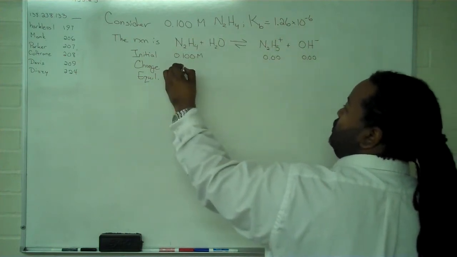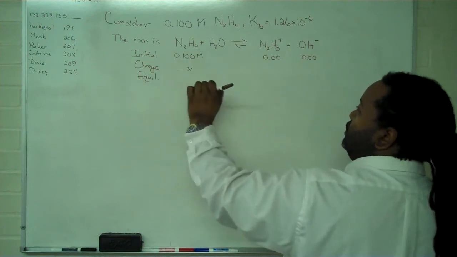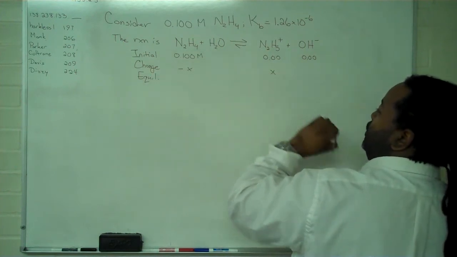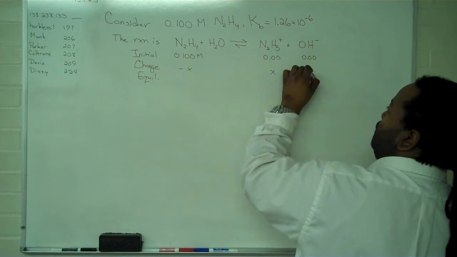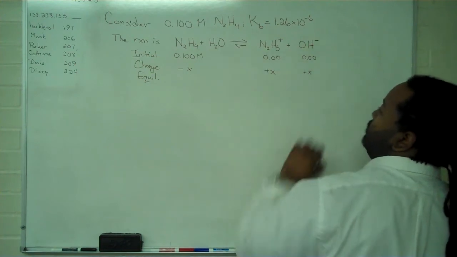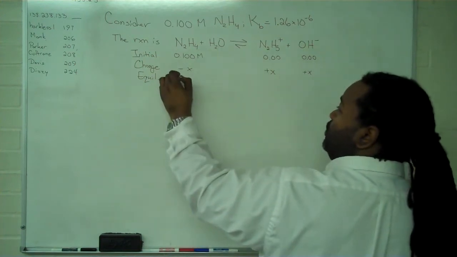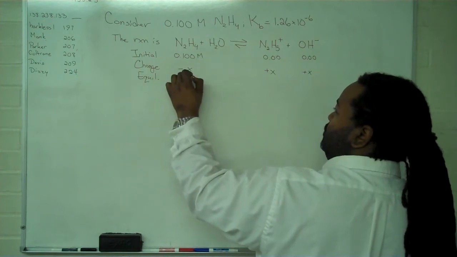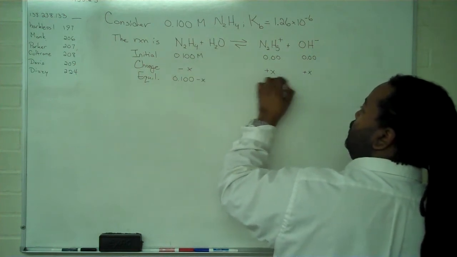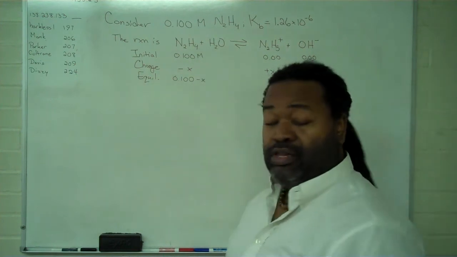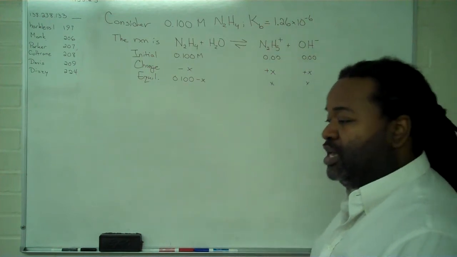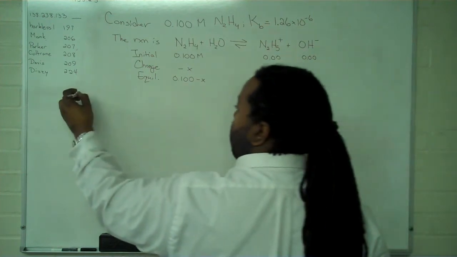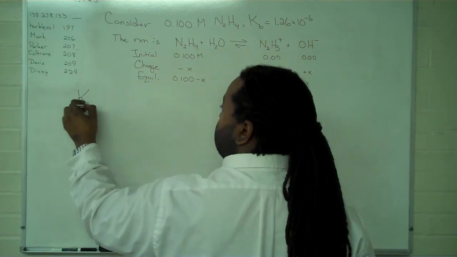Everything is 1-to-1, so for every amount of hydrazine we use up, we will pick up the same amount in our ions. Equilibrium then is the sum of those two lines. And now all we have to do is substitute into the Kb expression and apply the approximation method.